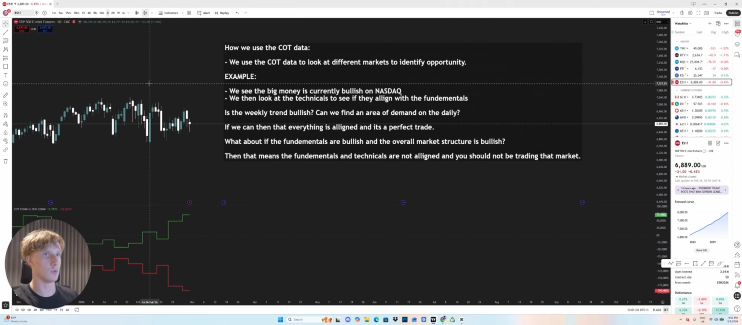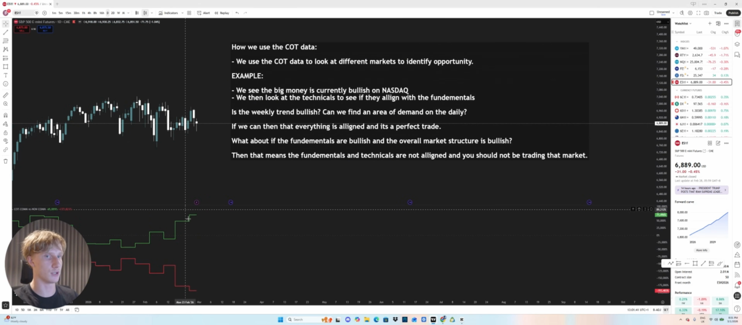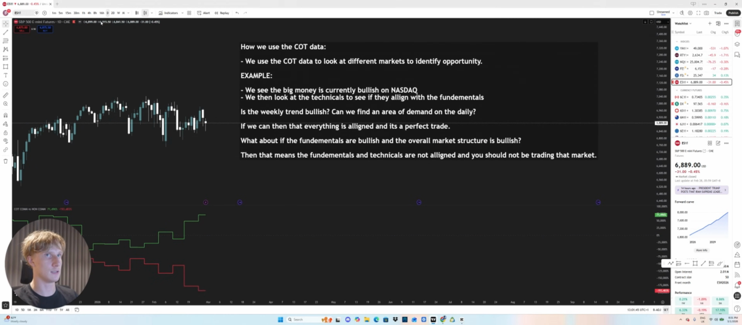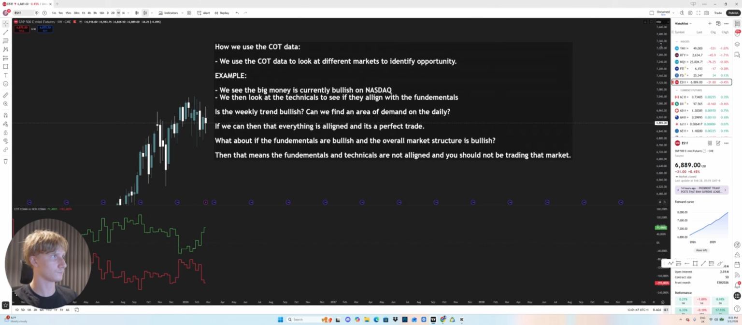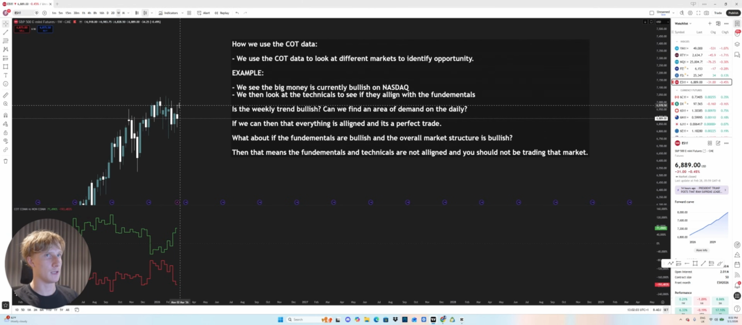So in this case right here, we can see that, okay, cool. On ES, S&P 500, very, very bullish on the COT data right now. However, we can see that if we go to the weekly, it's not really the best price action, as you can see. Yes, overall, we are going up. However, in the recent weeks, we've definitely been trending more to the downside. So in this case right here, the fundamentals and the technicals do not really align.